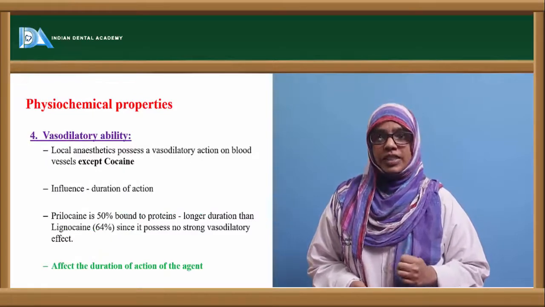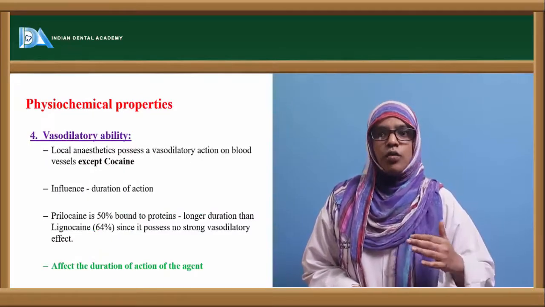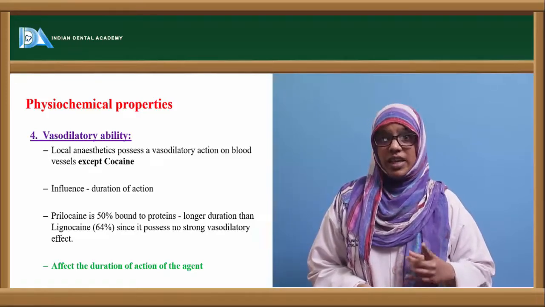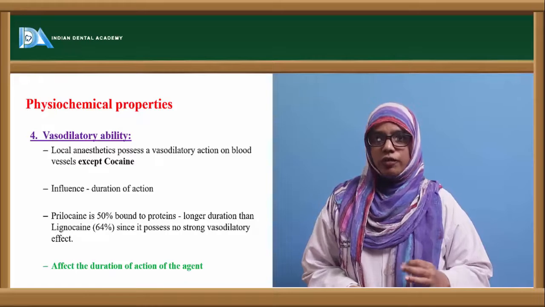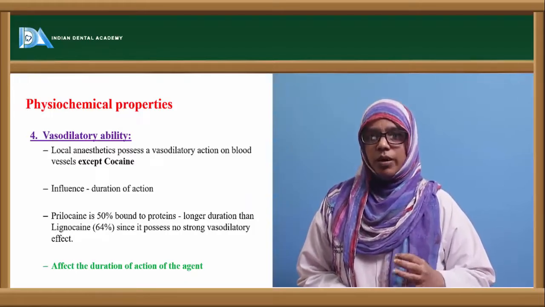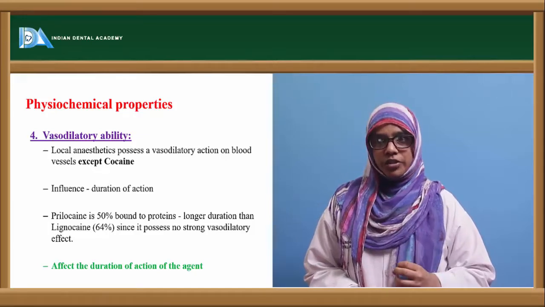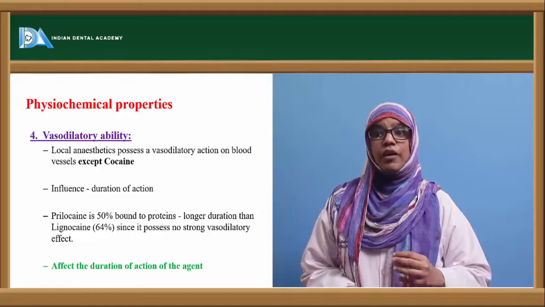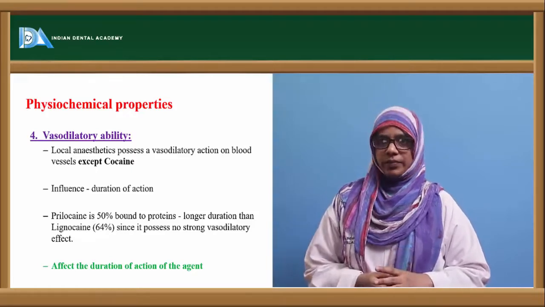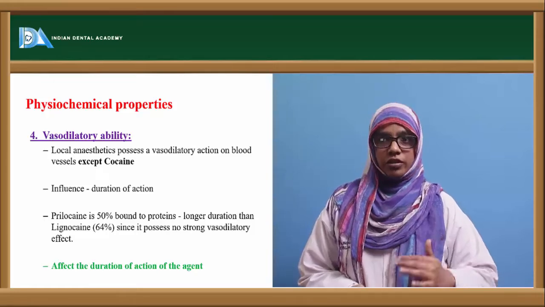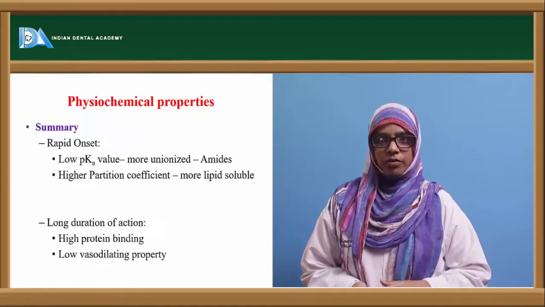The fourth property is vasodilatory ability. Local anesthetics possess a vasodilatory action on the blood vessel, except cocaine. It influences duration of action. Prilocaine is 50% bound to protein, with longer duration than lignocaine, which is 64%, since it has no strong vasodilatory effect. So the duration of action of the agent is affected by the vasodilatory ability.